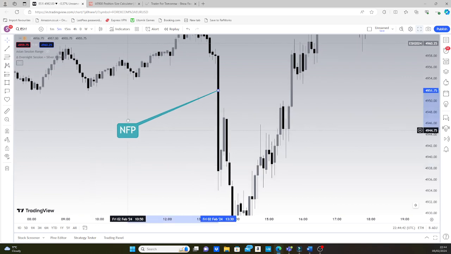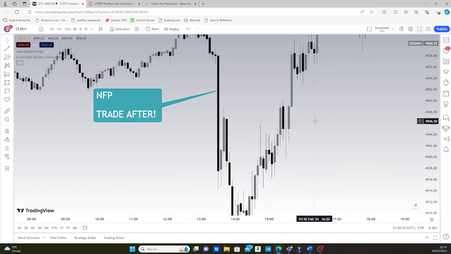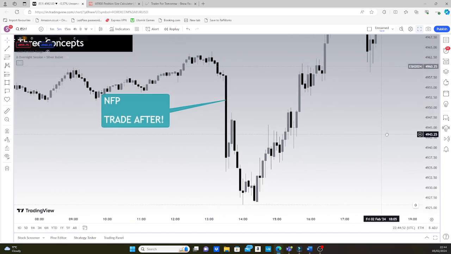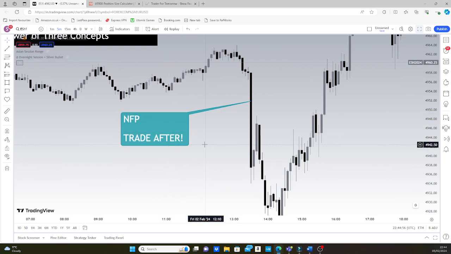Now, when it comes to trading NFP, the only secret that we have as traders is to trade after NFP, because here's where lots of blown accounts happen. Funding companies come out and say, these many accounts got blown, etc. So your job is to make sure you trade after the NFP news release. So how can we use NFP to our advantage?